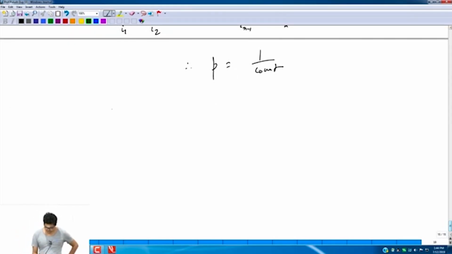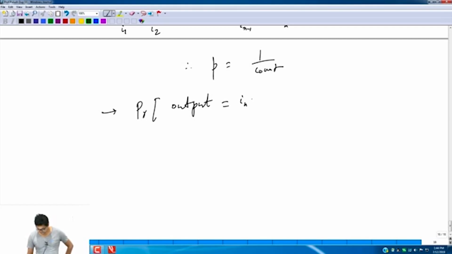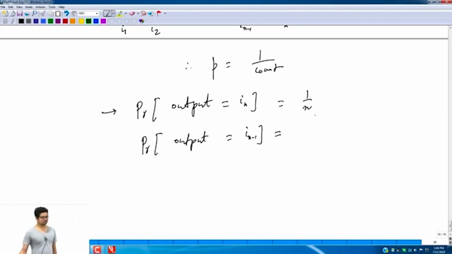And that's easy, that's not difficult. So by putting P equal to 1 over count, we have ensured that the probability that output equals IN is 1 over n, isn't it? Let's prove that the probability that output equals IN minus 1 is also 1 over n.